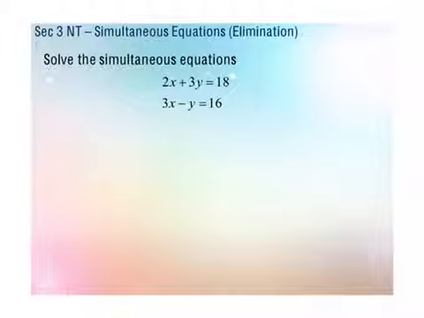3NT solving simultaneous equations by elimination. Now to solve the equation by elimination, we need to get rid of one of the letters, either x or y. In this case, if we were to get rid of either x or y, firstly, we must make them the same number of units.